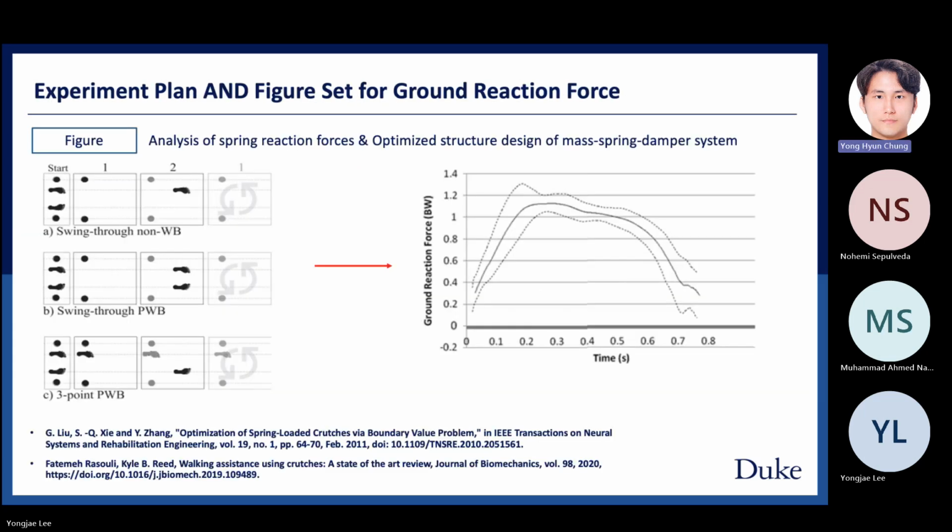After we finished the simulations, we planned experiments to show our device functionality. Our experiment plan includes analyzing ground reaction forces to optimize the spring and damper coefficients. This process involves simulating and testing the forces exerted during crutch use, ensuring the system adapts to different users effectively.